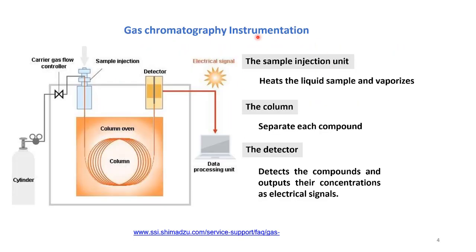So this is the normal instrumentation of gas chromatography. We have a sample injection unit which has a heater. It heats the liquid sample and vaporizes it, then it goes to the column which separates each compound, and then the detector detects the compounds and gives the output signal.